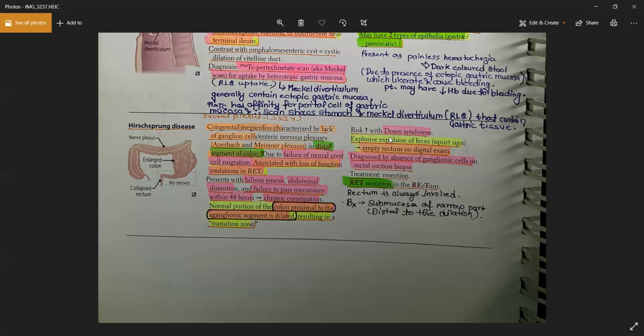And Step 1 will also ask you where you should do the biopsy, whether in the dilated portion or in the constricted portion, right? So the biopsy must be done in the constricted portion. They will also ask you whether it could be the submucosa or the mucosa. So it would be the submucosa, because the submucosa contains the neurons, not the mucosa, right? So you have to do the biopsy in the normal GI tract, in the normal colon portion, not the dilated portion, okay?